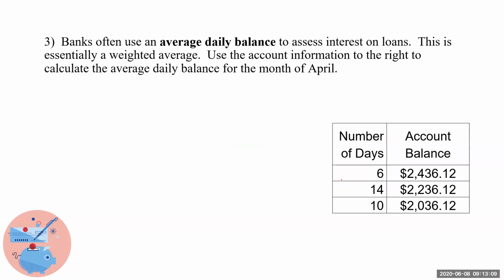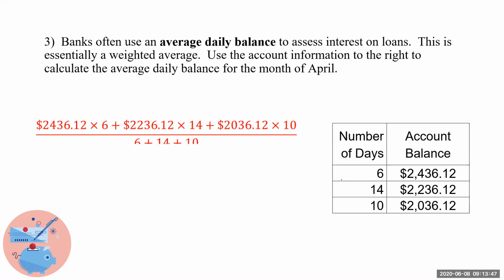So let's look at this. Now, banks often use an average daily balance to assess the interest on loans. This is essentially a weighted average. Use the account information to the right to calculate the average daily balance for the month of April. I worked in the bank before and I used to do some of these analyses, so this is practical. For 6 days, this is how much balance the customer kept. And for 14 days, this is how much the customer kept. And for 10 days. Now we're looking at the month of April. So how many days are in April? Now let's see how we can do that.